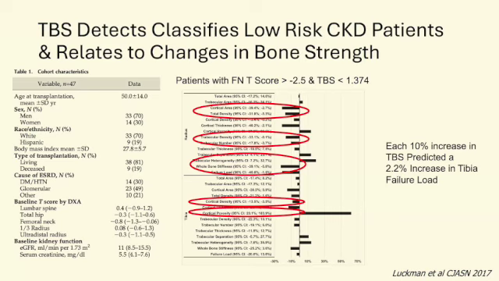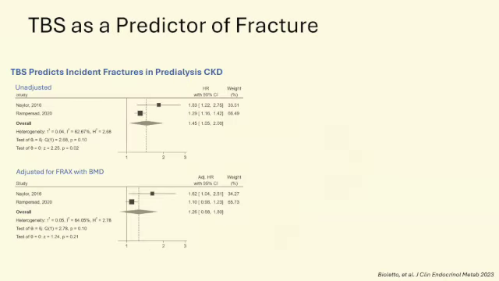What does this mean, though, in terms of fracture prediction? So there are limited studies using TBS as a tool to predict fracture in CKD patients, and the data is kind of iffy. So what's been found in small studies were questionable results, and then in the meta-analysis, in pre-dialysis CKD patients, they found that in unadjusted models, TBS was predictive for incident fractures, but then once the TBS score was adjusted for FRAX or for bone mineral density, that predictive ability went away.